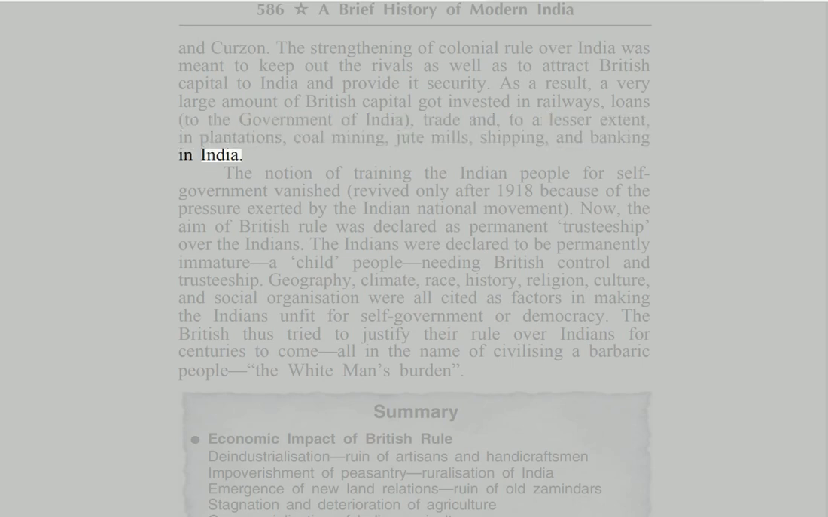The notion of training the Indian people for self-government vanished, revived only after 1918 because of the pressure exerted by the Indian national movement. Now, the aim of British rule was declared as permanent trusteeship over the Indians. The Indians were declared to be permanently immature, a child people, needing British control and trusteeship. Geography, climate, race, history, religion, culture, and social organization were all cited as factors in making the Indians unfit for self-government or democracy. The British thus tried to justify their rule over Indians for centuries to come, all in the name of civilizing a barbaric people, the white man's burden.